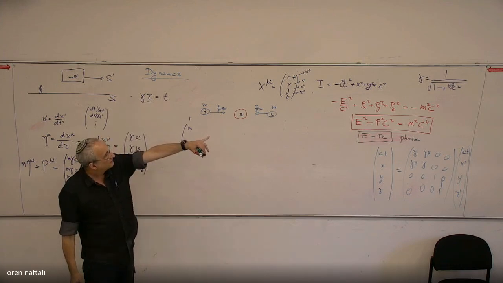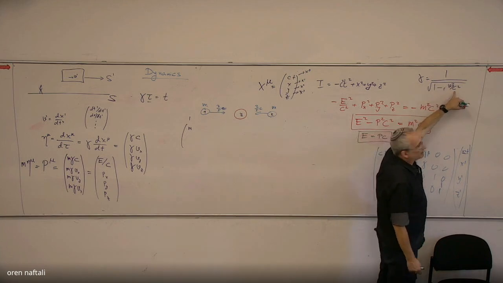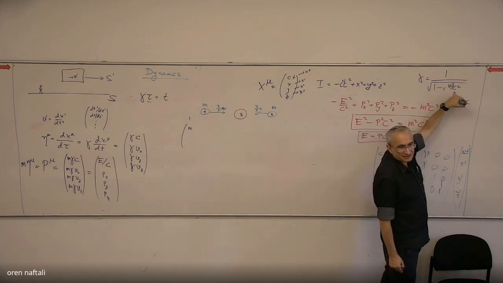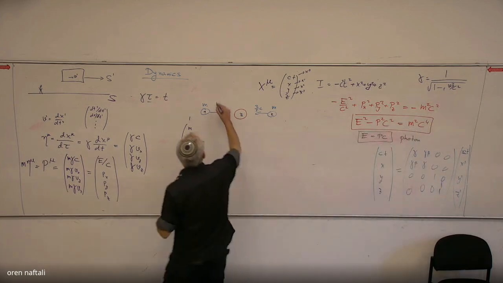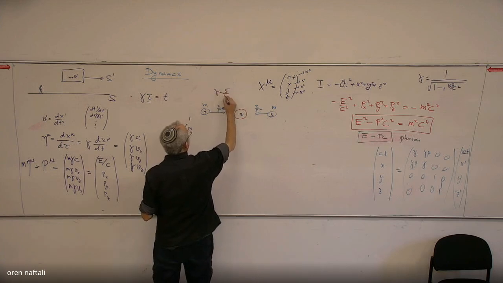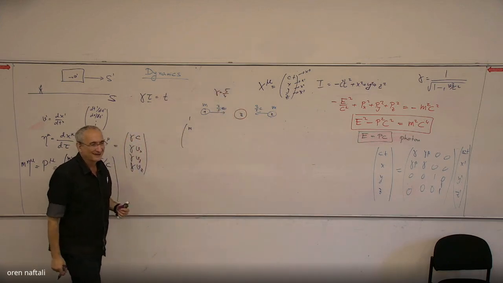You put it there, right? This is 1 minus 9 divided by 25. So 16 divided by 25, square root is 4/5. So it will be 5/4, right? So gamma is 5/4. Of course, this is why I've chosen the 3/5, right?